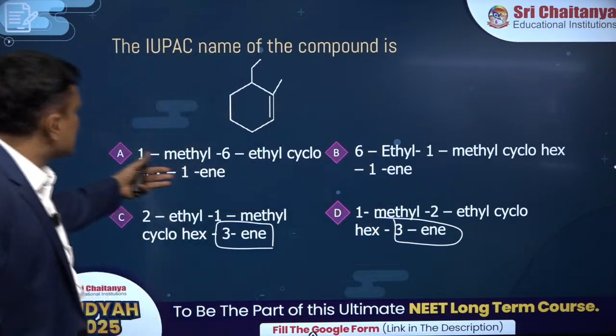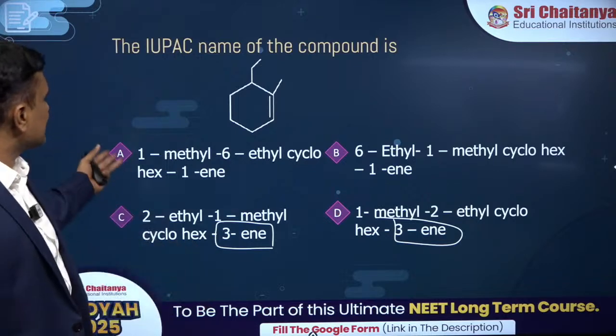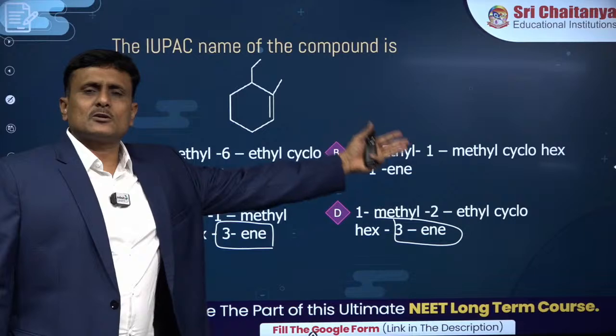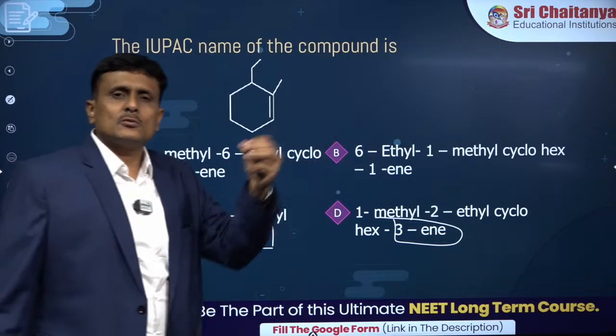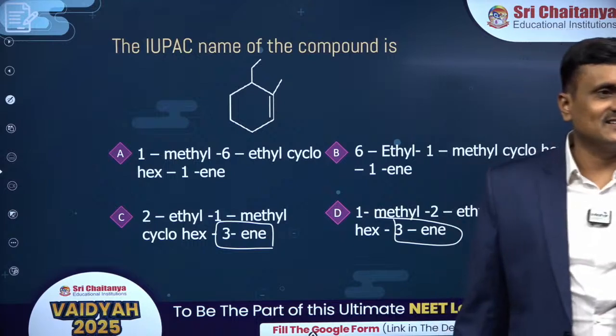Then you have these two options, you can see. Sounding the same, named the same, isn't it? 1-methyl-6-ethyl, 6-ethyl-1-methyl cyclohexene. You know, when there is a tie, yes, you are right.